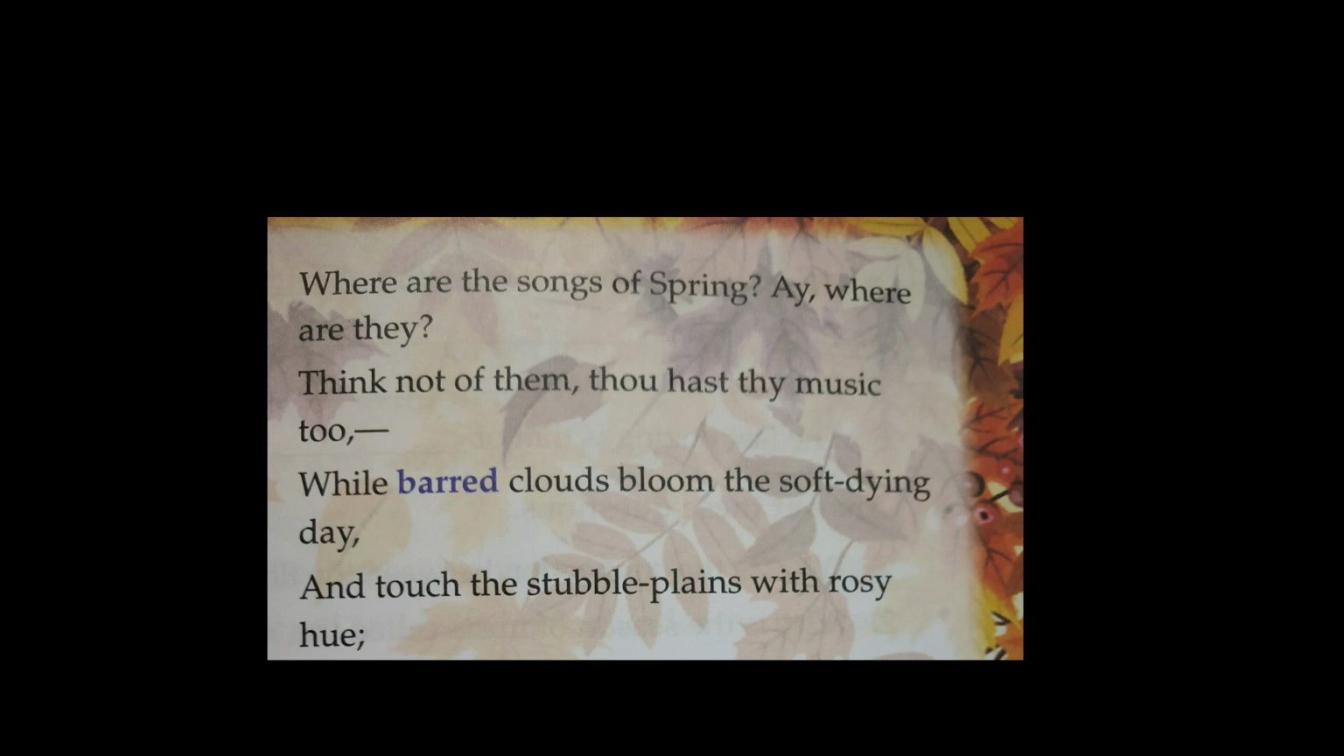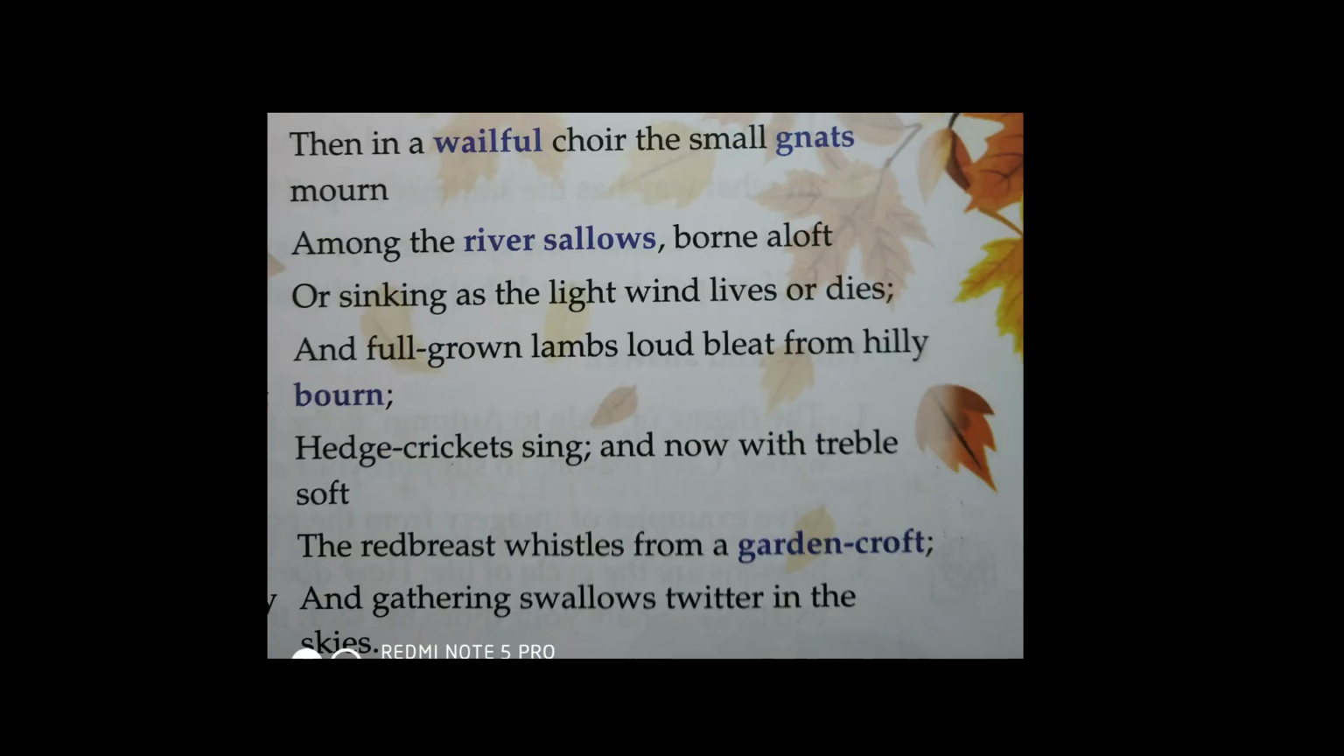Here, stubble plains means the land where all the crops have been reaped or cut. So on that land, you tend to see that they are covered with rosy hue. Rosy hue means the red light of the dying sun. The next line: "Then in a wailful choir the small gnats mourn." We still hear the sorrowful sound of the small insects in the summer night.